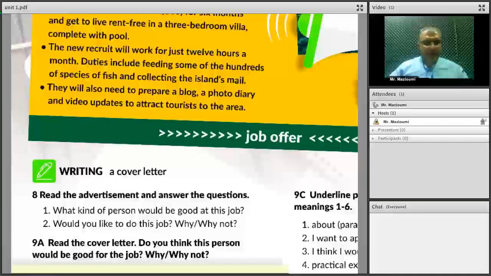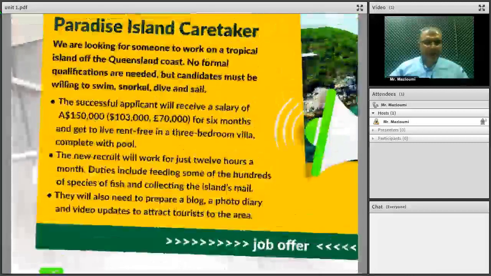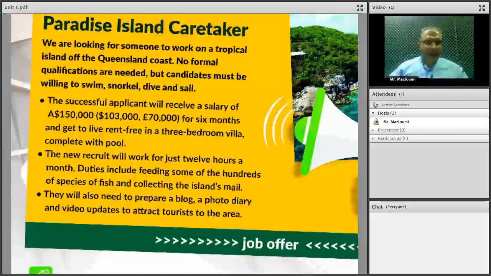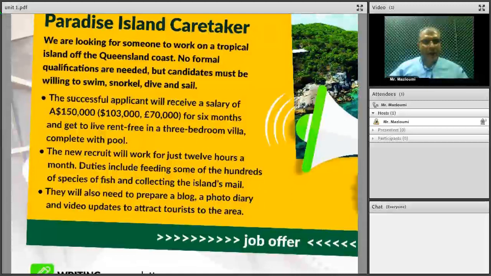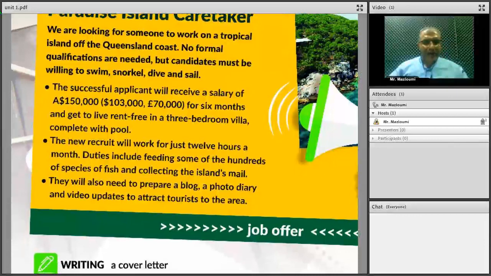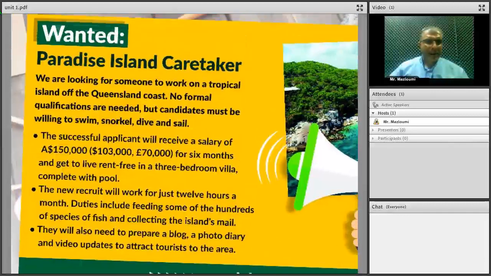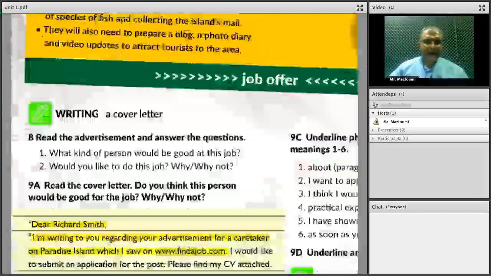Would you like to do this job? Why or why not? I don't think so. First of all, I'm not a good swimmer. I'm scared of water. I can neither snorkel nor dive. I hate some sea creatures, and this job is not my cup of tea. It would be kind of boring and, of course, can be dangerous. You need to keep a blog, just have some photo or video updates. I think it's not for me.